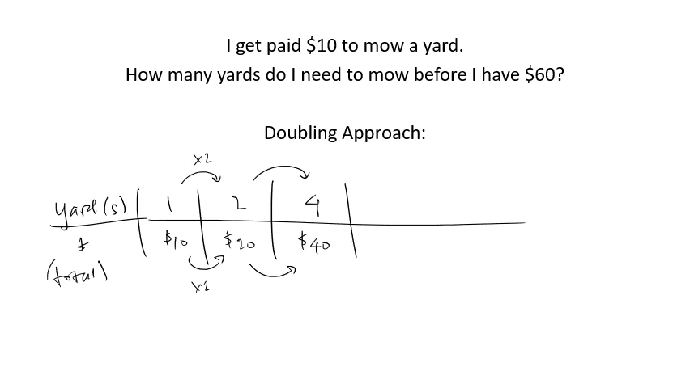And now I can look at this and I can do this additively. I want to get to $60. So I've got $40 here and $20 here. So I know I should be able to add these together. So 20 and 40 makes 60, and likewise 2 plus 4 makes 6.